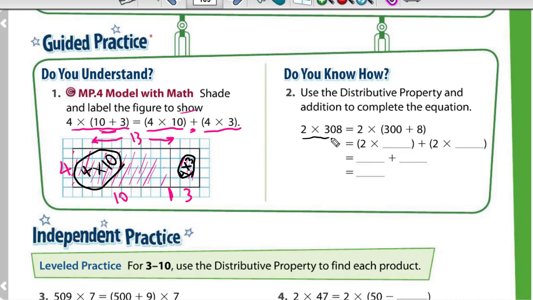Here we have 2 times 308. We will break 308 into 300 plus 8. Okay? Now, what do you think we should write in these two spaces? This space and this space.